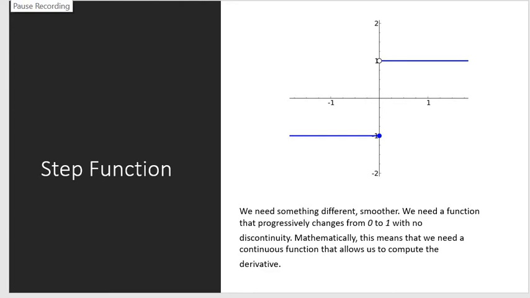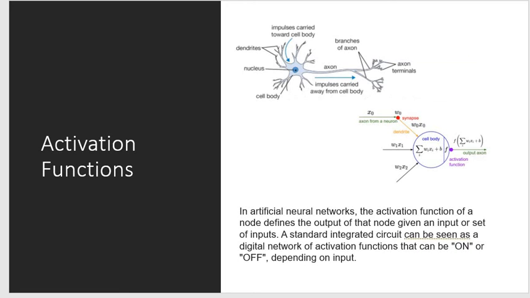Now let's learn how a neuron or a neural network works, one in the biological sense and the other in the engineering sense. If I talk about a biological body, we can see that there are the dendrites which carry the impulses towards the cell body, and then there are the axon terminals. Impulses are carried away from the cell body.